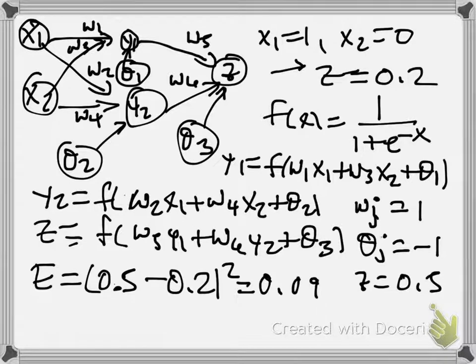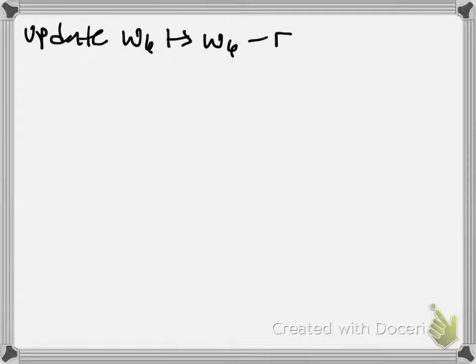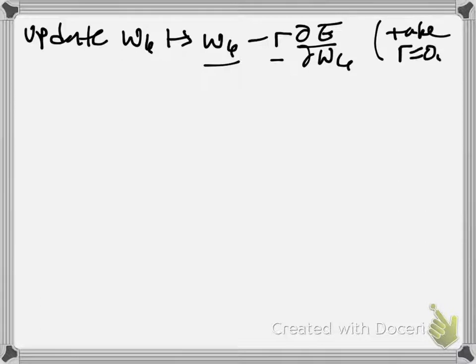So, updating W6, we will update using the following equation. We have W6 and we know what R is. We're taking R to be just like 0.5. We need to know what this partial derivative is.